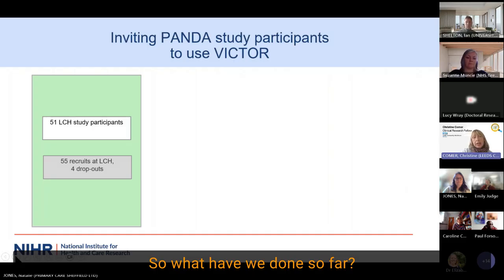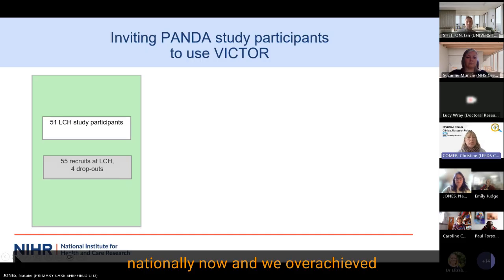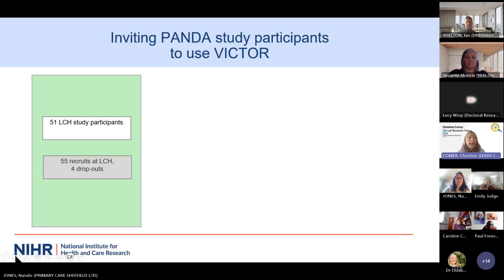So what have we done so far? We've finished recruitment to the Panda trial now, and in fact, the recruitment's finished nationally now, and we overachieved on our recruitment target. We were set a target of 52. We actually recruited 55, but because we had 4 dropouts, we've ended up with 51 study participants at Leeds. And next slide, please, Nat.